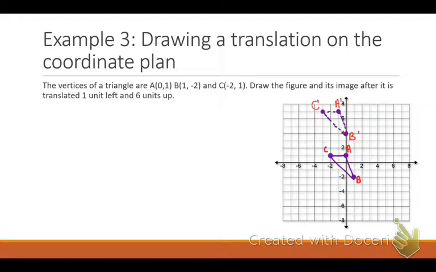Whenever we do it, would we put like 1 unit left? Yes, we're actually about to do one, but yes, you would say 1 unit left, 6 units up, just like you see in the instructions. Yes, but you'll have one. I'll explain that in a minute.